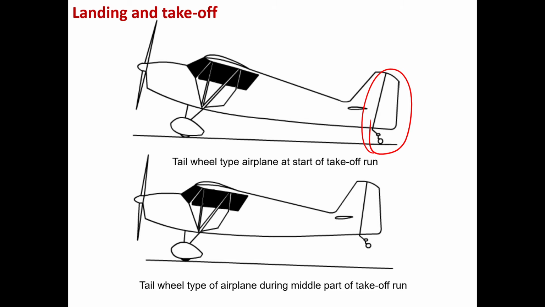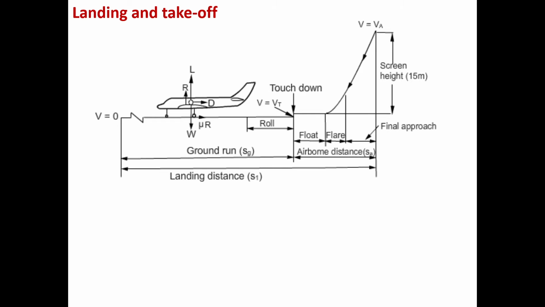But the tail-wheel type airplanes essentially, the tail wheel goes up itself because of the aerodynamic forces that are being applied, and it will be airborne at the appropriate velocity. Okay, the same conditions apply to the touchdown and takeoff and the landing.